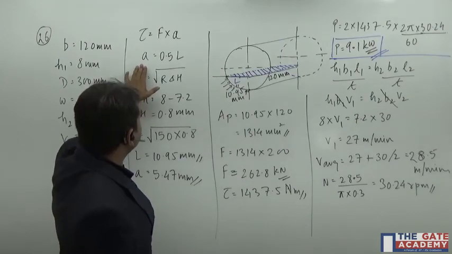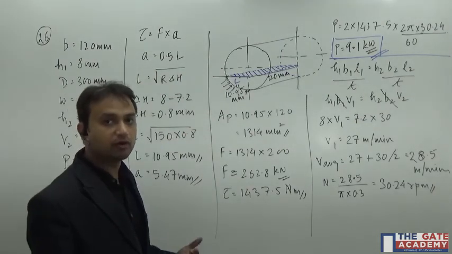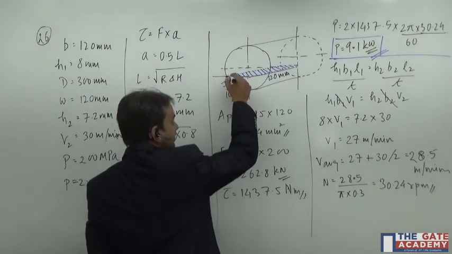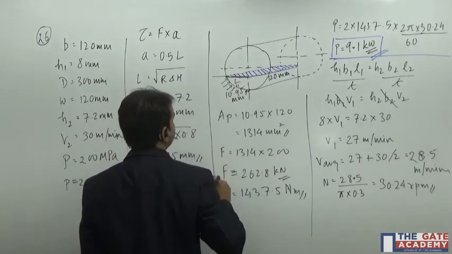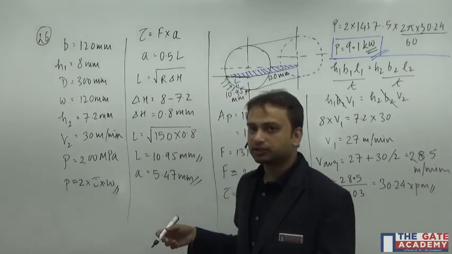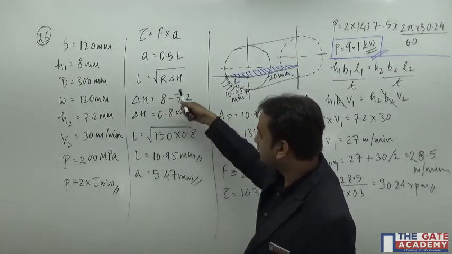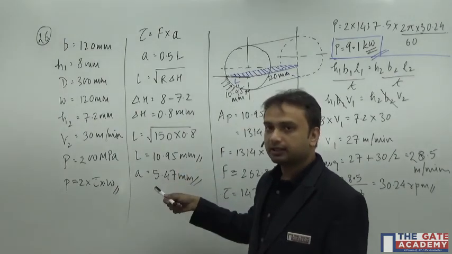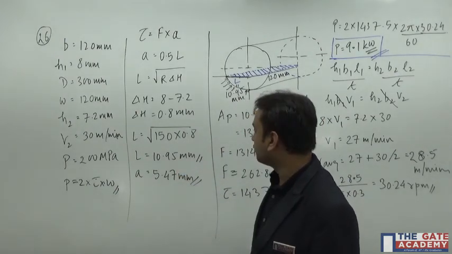And this arm moment is given by 0.5 into L. Now what is L? L is the length of the deformation zone, which is this length, and it is given by under root of R delta H. You must be knowing about this formula. And then we calculated L, which is 10.95, and so we got A, which is 5.47.